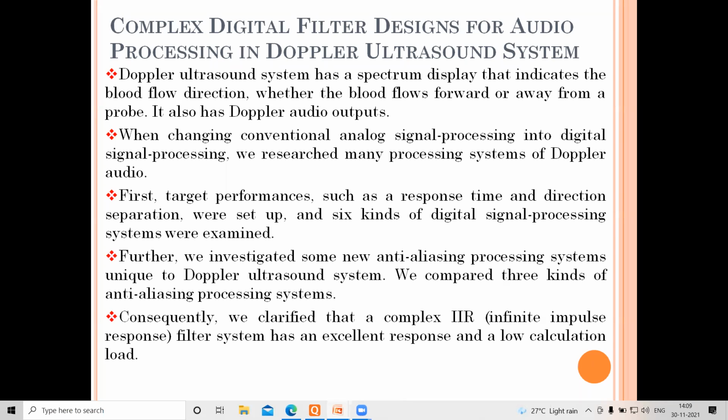So in this particular case, along with your image, your audio has to be recorded, right? Your Doppler is able to record, and the spectrum reconstruction happens correctly. But the baseline of your audio, it's not able to fix, so the DSP has to play an important role. Therefore, the Doppler ultrasound system has a spectrum display that indicates blood flow direction, right?